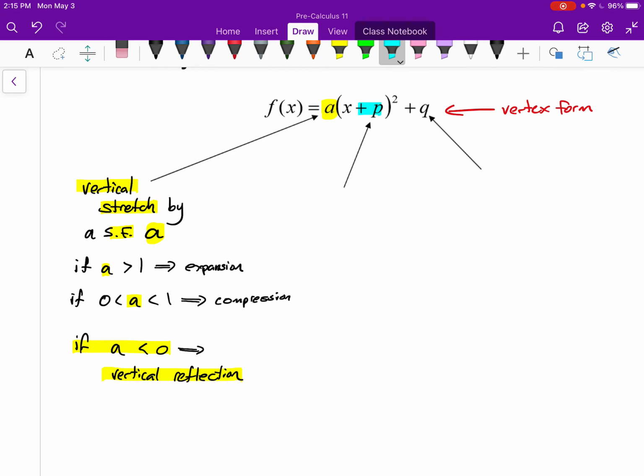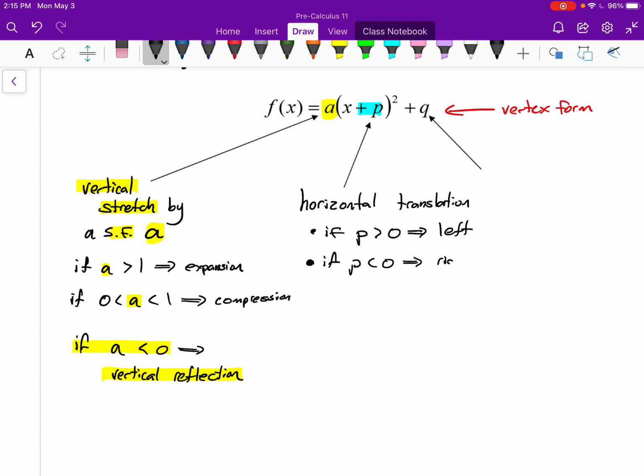Compared to that, these other two are relatively simple. That p, whatever number goes there, affects what we call a horizontal translation. In general, if p is greater than 0, it's moving to the left. If we're subtracting a number, or if p is less than 0, it's moving to the right.